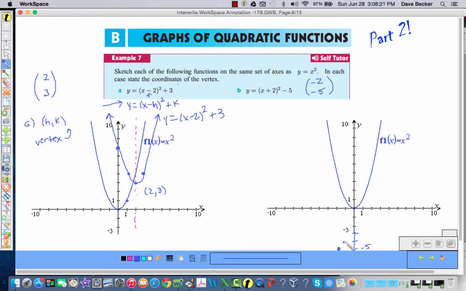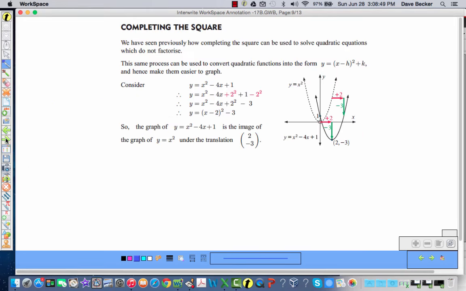So I know we've got a point here and a point here. Maybe I want my y-intercept. Let's see. 0 plus 2, so 2 squared is 4, minus 5 is -1. So there's my y-intercept. And I've got a nice little sketch here of my parabola, something like that, all from y equals x squared. Great strategy in sketching quadratics.